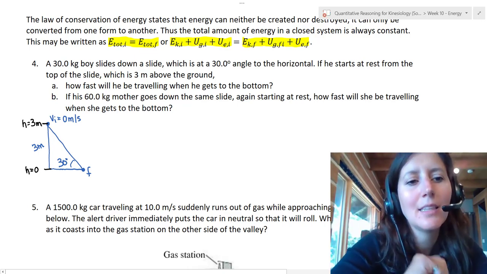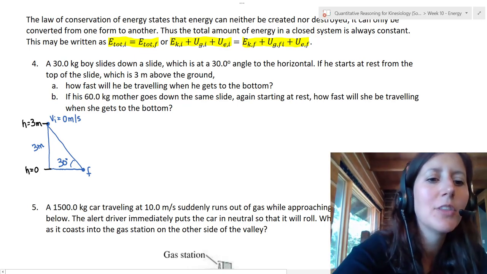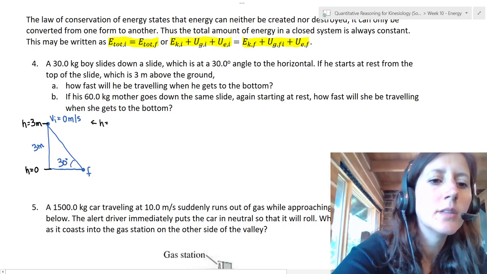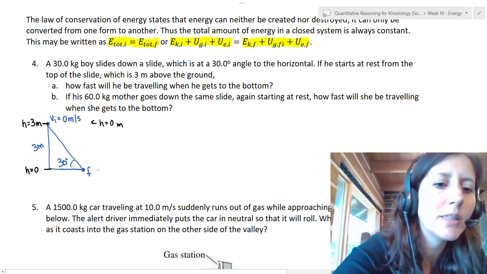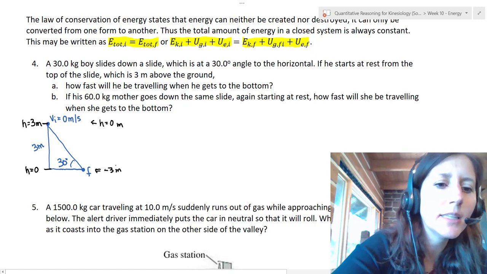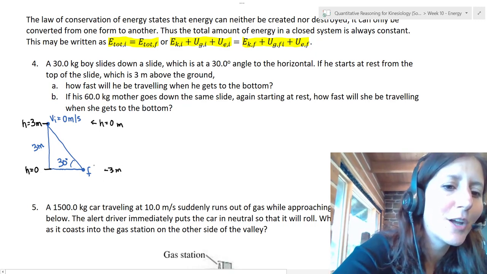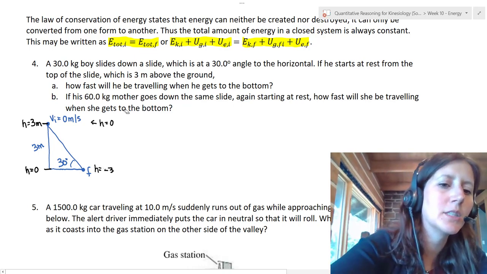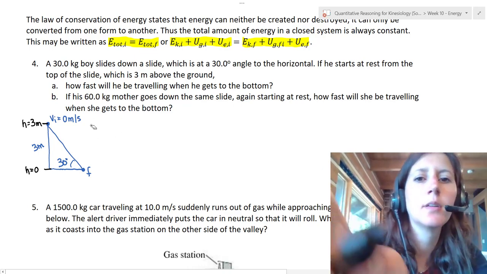You can decide anything to be your reference height. You could have said the top over here, my height was 0, but then that would mean that the height over here would be -3. Right? So you could do that as well, and that's totally fine, but it confuses a lot of people. So I usually say that the bottom is where my reference position is. So that's what I'm going to do here.